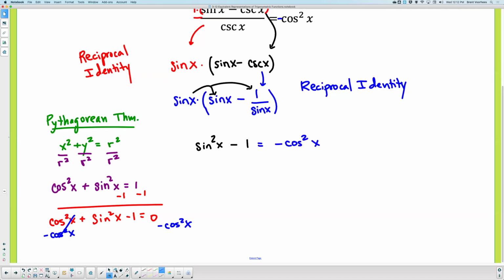And that's our answer. That right there, we just did it, we verified it. So technically you do a check mark, but that would be your answer right there. We did it, and that was called the Pythagorean identity.